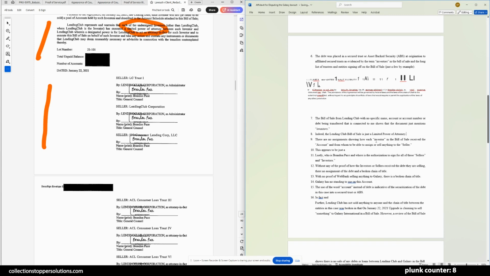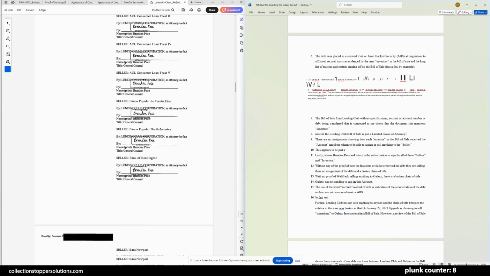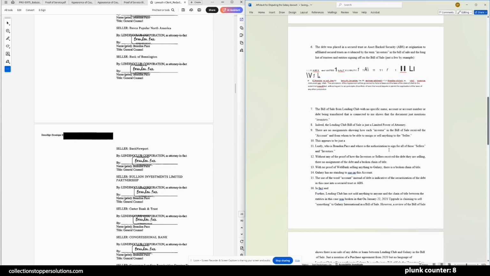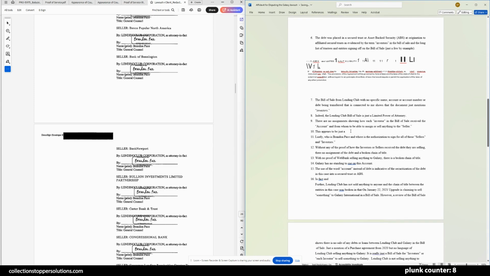There are no assignments showing each investor. Remember we went down all these? So that's in our affidavit. There are no assignments showing how each investor in the bill of sale received the account and from whom to be able to assign anything to the seller. This appears to, we just said that up there.